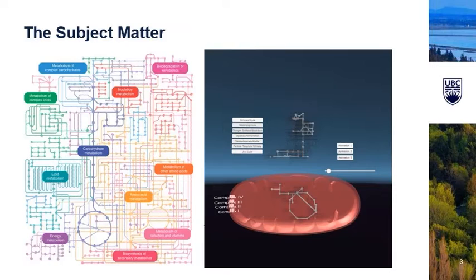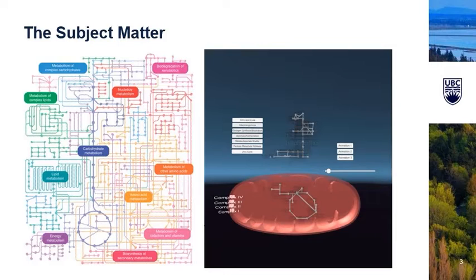So metabolism is traditionally known as a very difficult subject matter, and a lot of it has to do with the way that we traditionally learn through 2D means. Textbooks and diagrams generally pose metabolism as such, and so it can be very difficult to grasp the different concepts and connections that exist within the network.